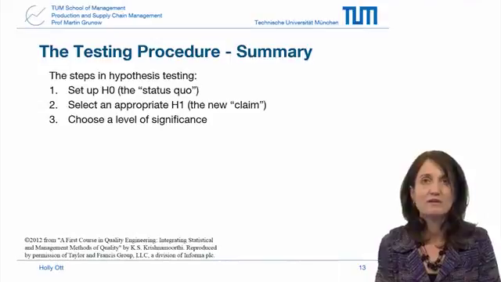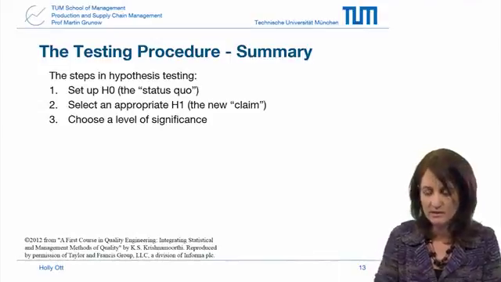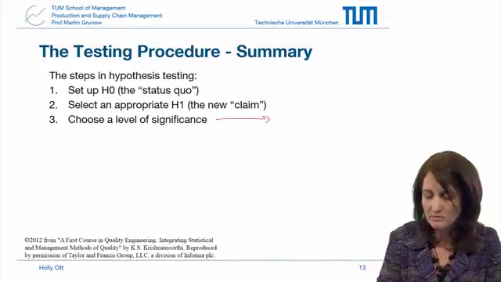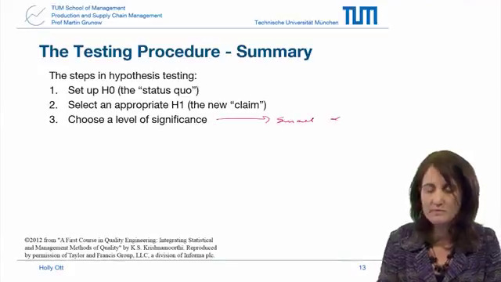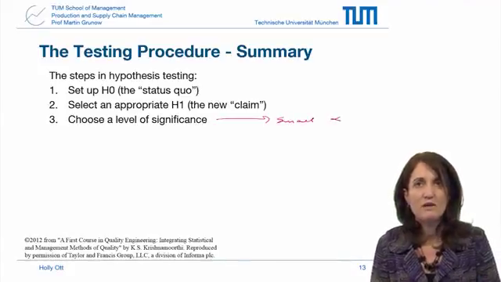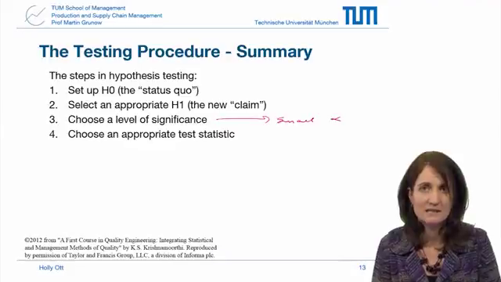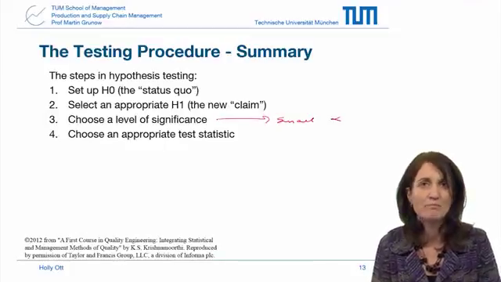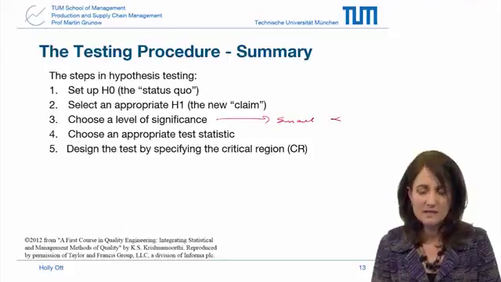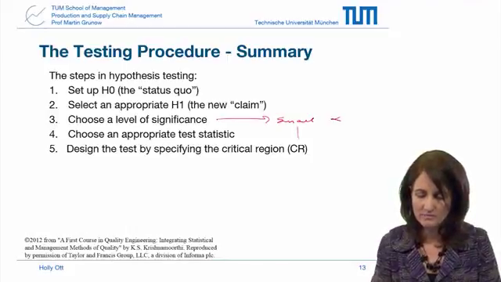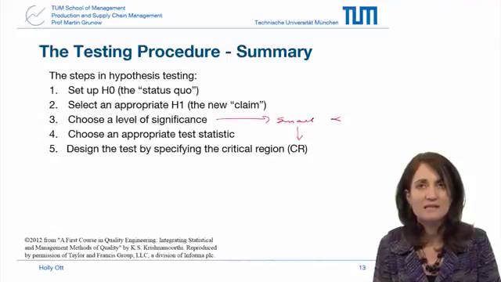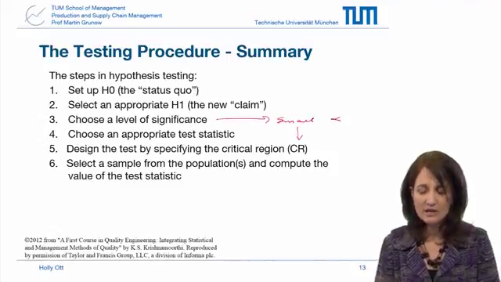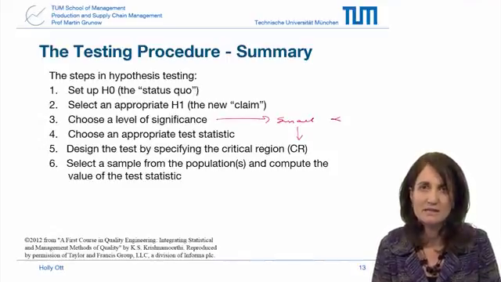We choose a level of significance, and generally this is going to be a small value, alpha. And we choose an appropriate test statistic. The one we're looking at in this case, we're looking at mean values, and we look then at our X bar as our test statistic. We design the test by specifying the critical region, and we select a sample from the population and compute the value of our test statistic.